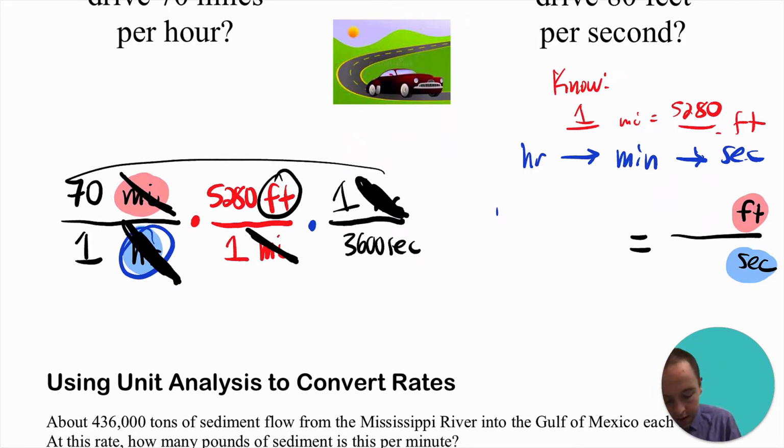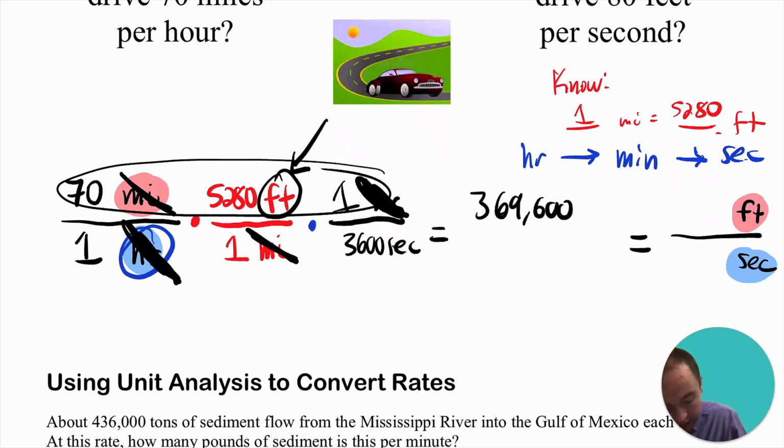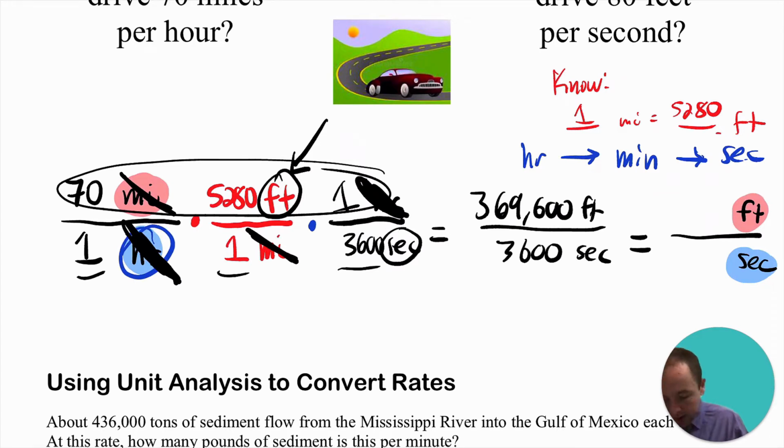I'm going to take 70 times 5,280 times 1, and all right, we're going to need a calculator for that. It's going to give me 369,600, and it's in feet per, and then 1 times 3,600 is 3,600, and that's in seconds right now. And then I'll just divide that. It's got decimals that go on forever.